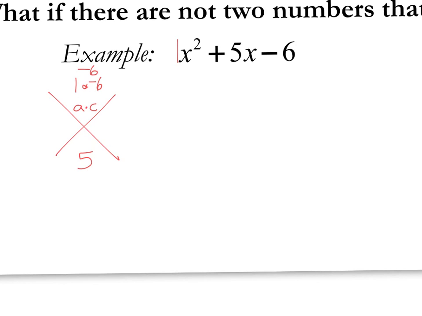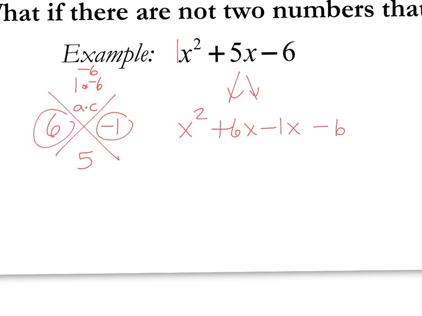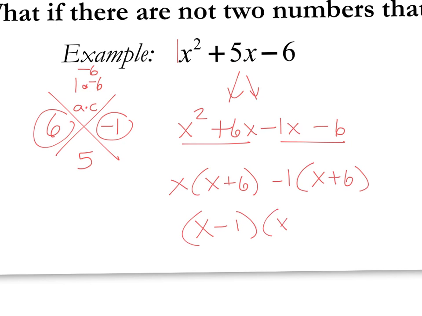I'll give you 10 seconds. Okay, 6 and -1 are the two numbers. So then you're going to split the middle, rewrite this problem as +6x minus 1x minus 6. Then you're going to factor by grouping to finish the problem. If you do this correctly, you will get the final answer of x minus 1 times x plus 6.